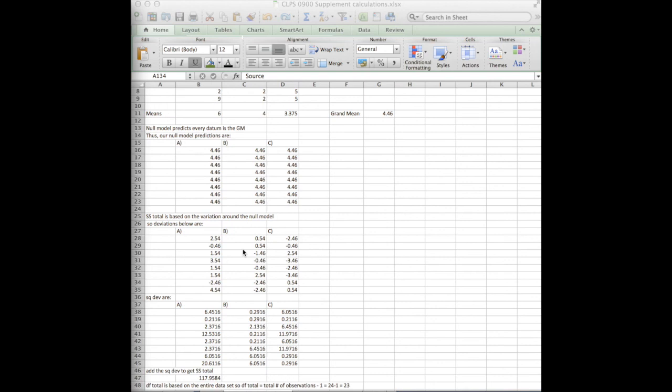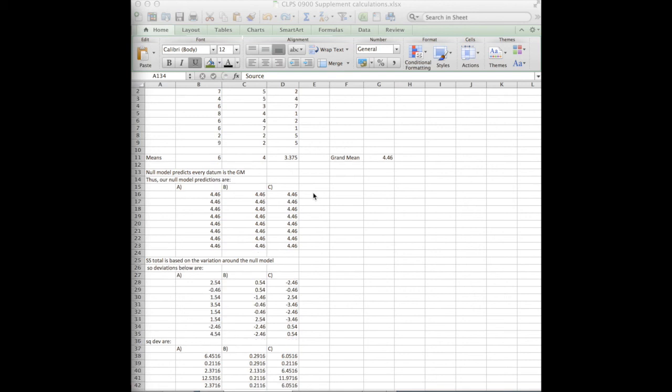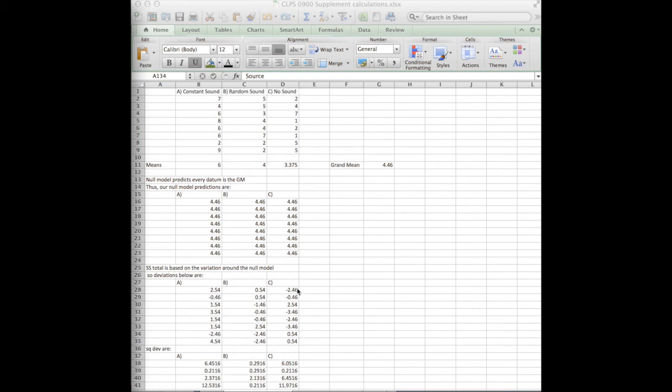And then to find our sums of square total, we base this off of the variation of each data point around the null model. So here I would have the deviation of the observed value of 7 minus 4.46 gives you 2.54, and then continuing on, 4 minus 4.46 is negative 0.46, etc., and you would calculate this for all of them.